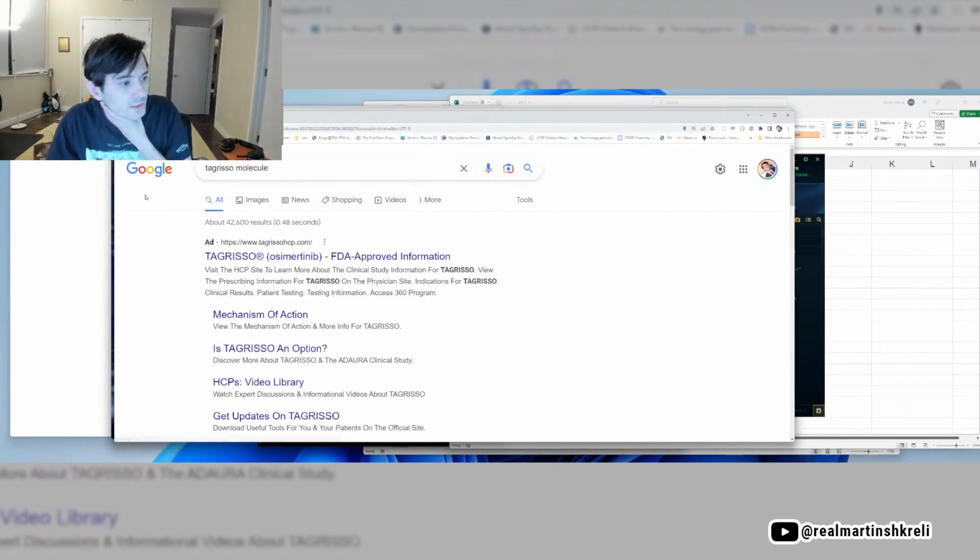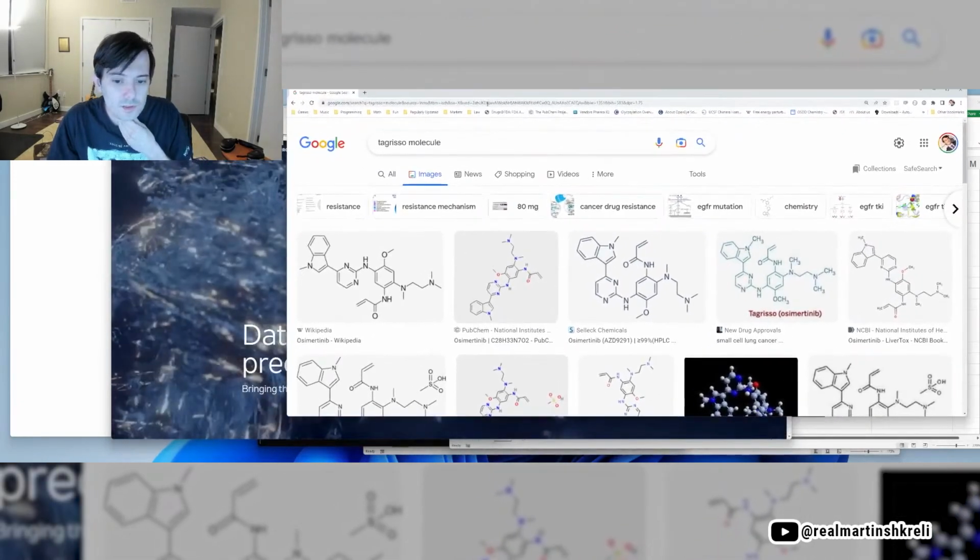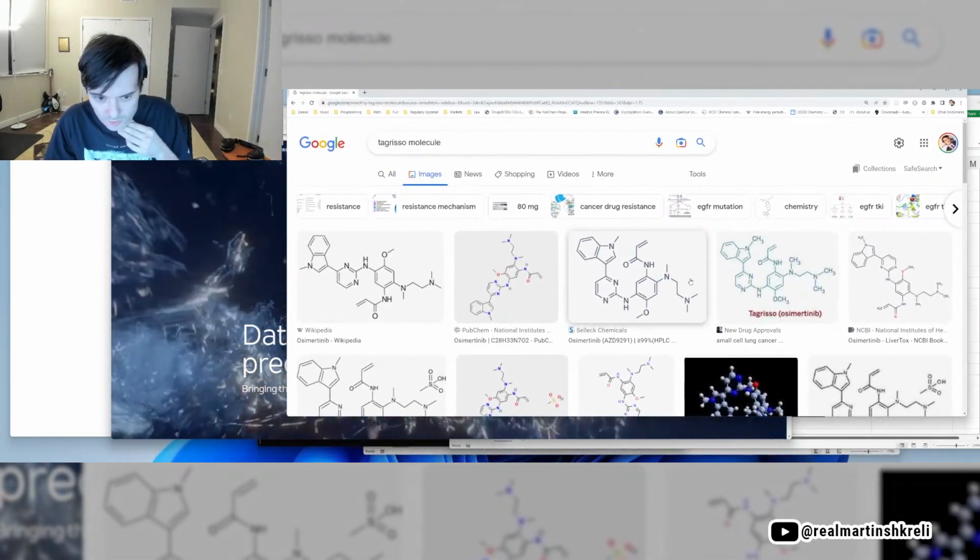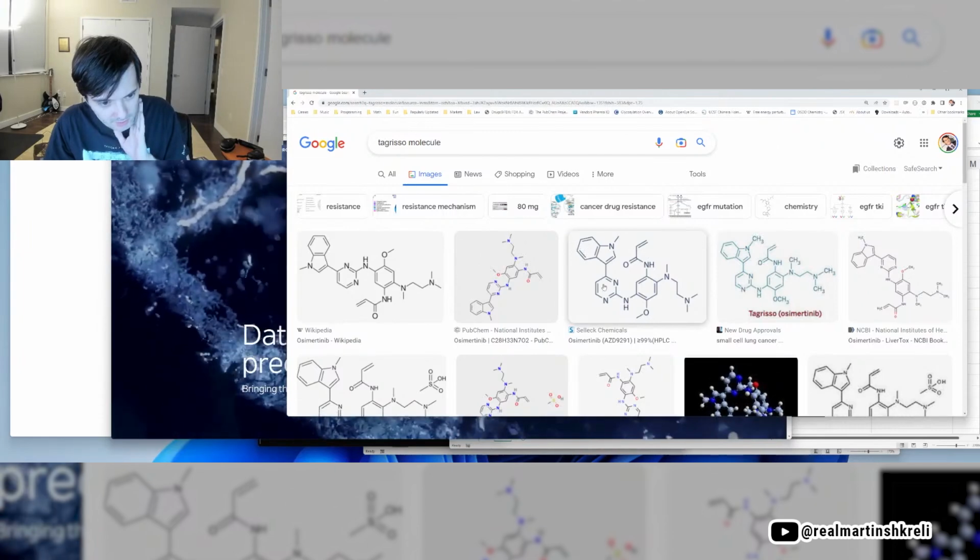This is a best-selling drug, a kinase inhibitor. You can draw its structure. This is a small molecule. You can see literally every atom.